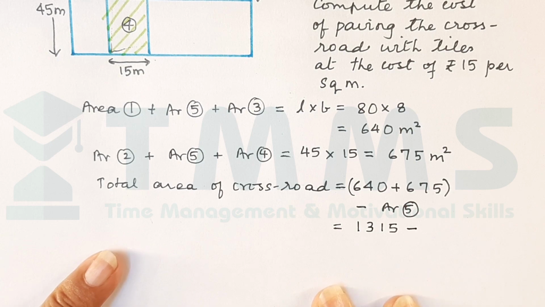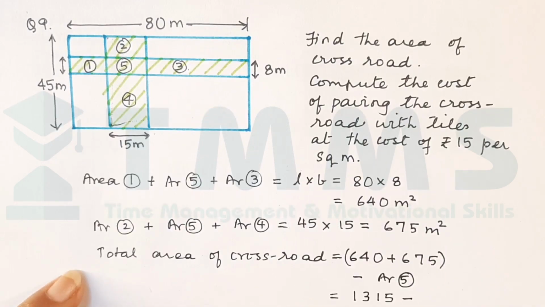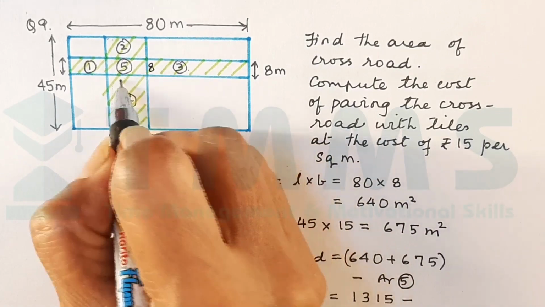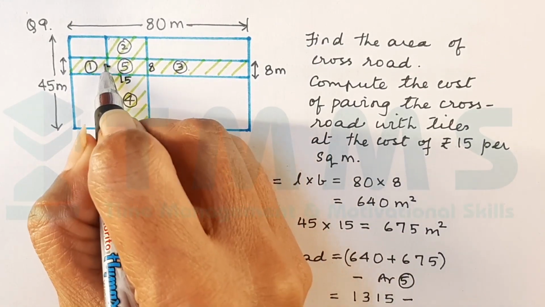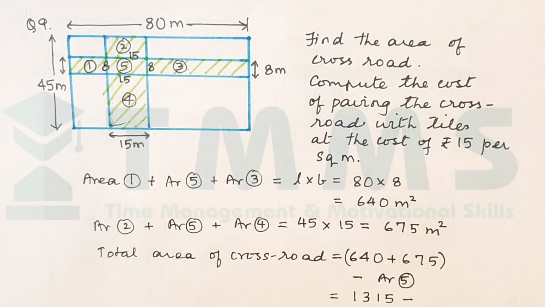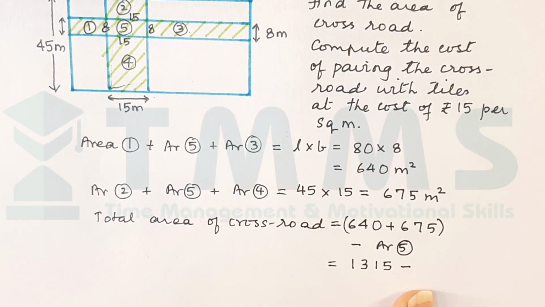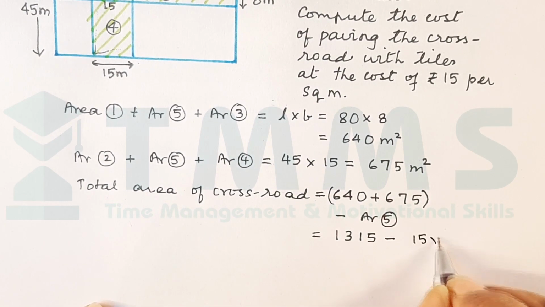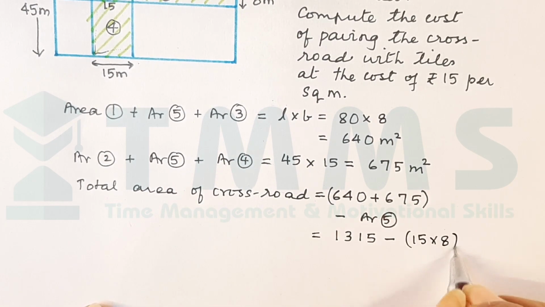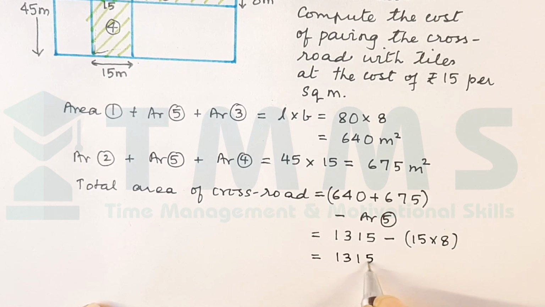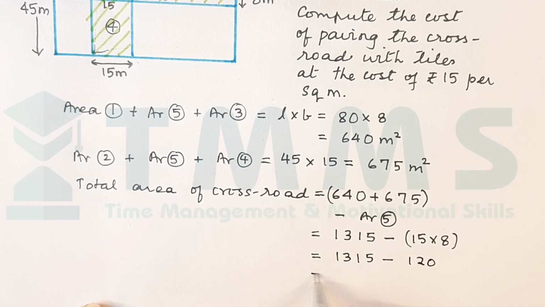Minus. Now look at your area 5. Your area 5, this is 8 and this is 15 and this is 8 and this is 15. All these are in meters. So area 5 is going to be equal to 15 multiplied by 8. And so 1315 minus 120 is 1195.